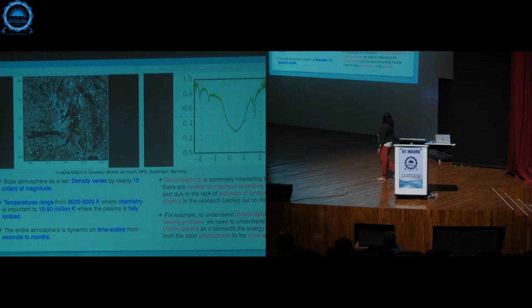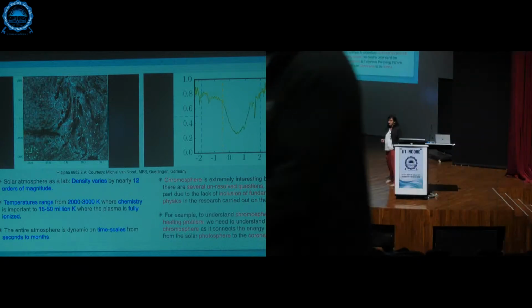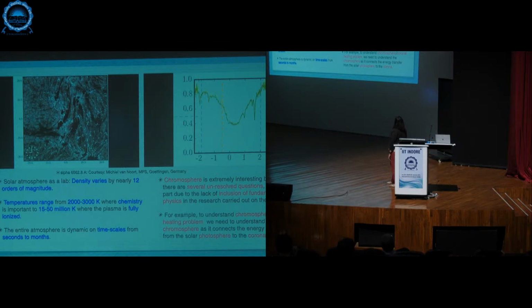So this is a movie of H alpha. A dynamic event is happening that you can see on the left, and within that red box a particular pixel corresponds to this time varying spectra of H alpha, and you can see so much variation in this dynamic event.